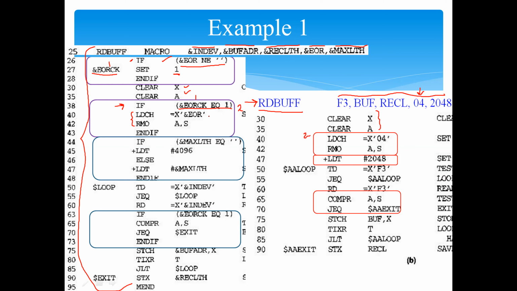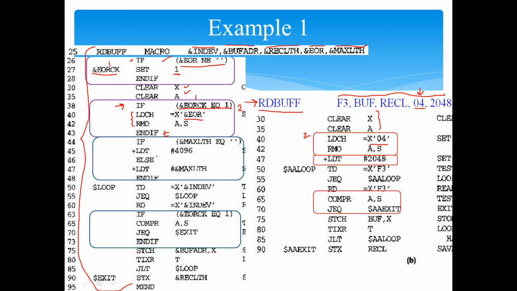And let us see how it is expanded. LDCH X'&EOR'. What value have you passed in EOR? You have passed the value 4. So X'&EOR' is replaced with X'04'. And you have RMO statements also coming. That is the end of the if condition.